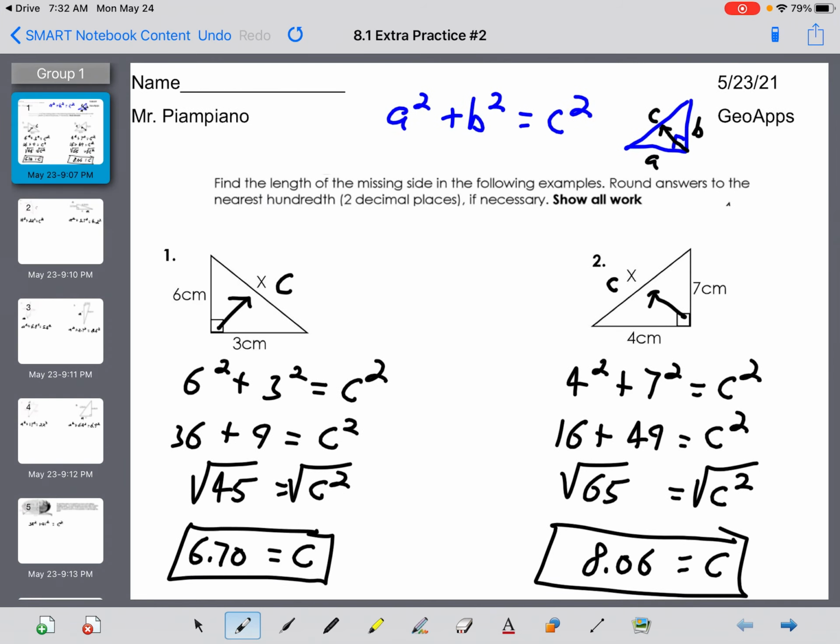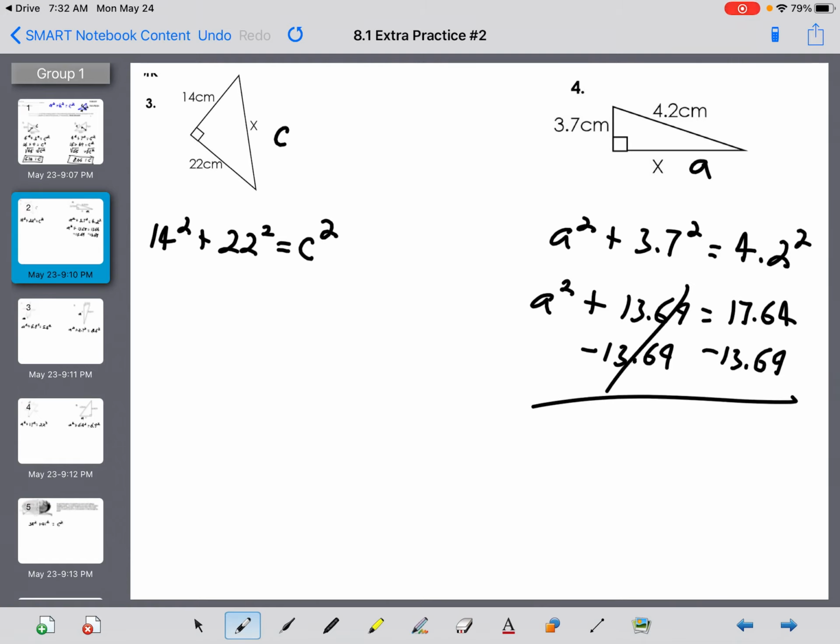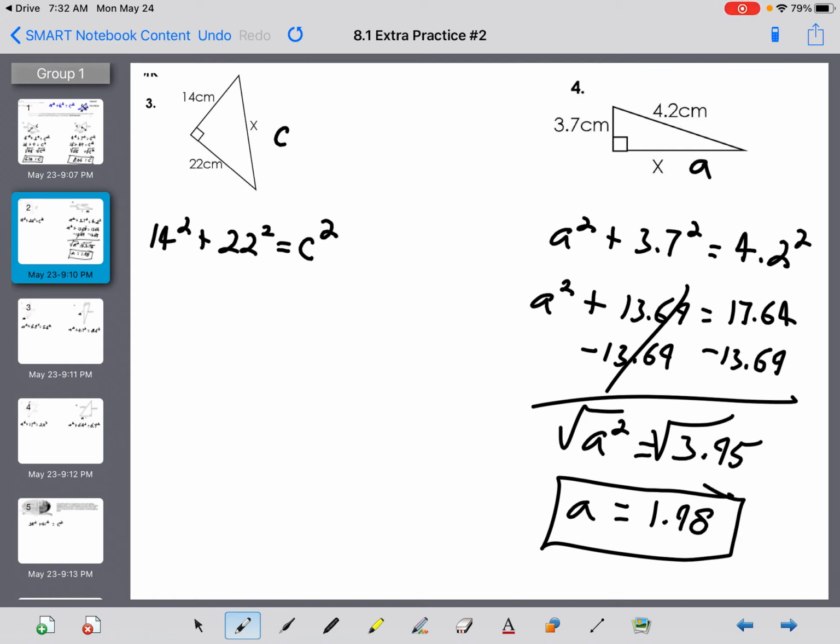Okay, so anywhere you're solving for C, you're going to solve exactly like numbers 1 and 2. But if you're solving for A, I'm going to show you with example number 4. 3.7 squared is 13.69. 4.2 squared is 17.64. Subtract 13.69 on both sides, and A squared equals 17.64 minus 13.69, which is 3.95. If you take the square root of 3.95, you get 1.98. Okay, so that's how you solve for A.